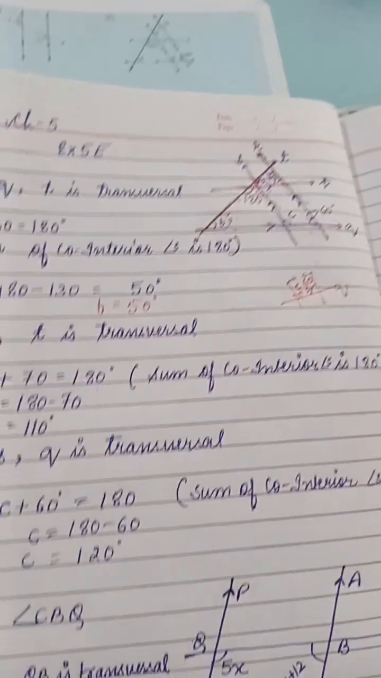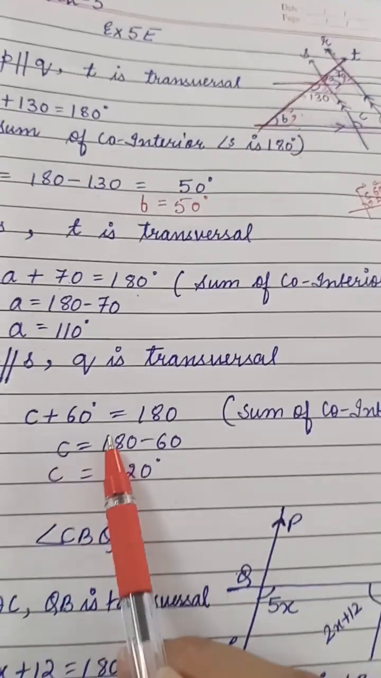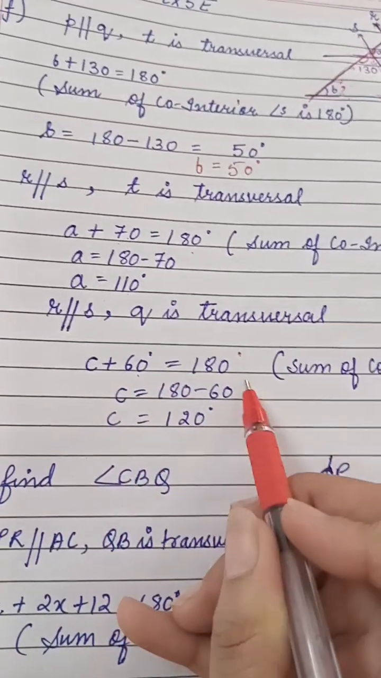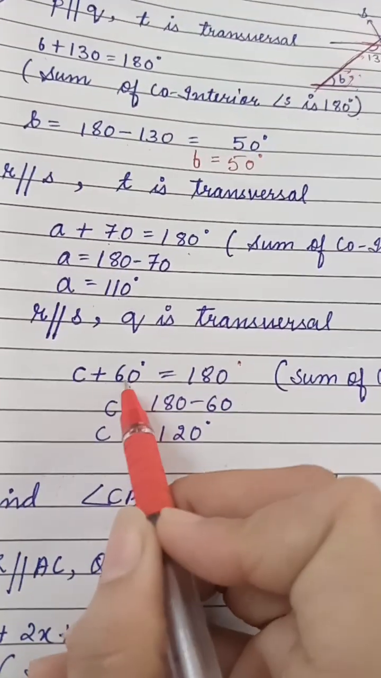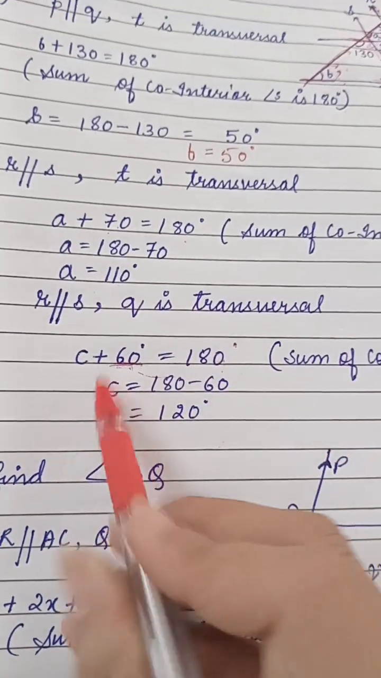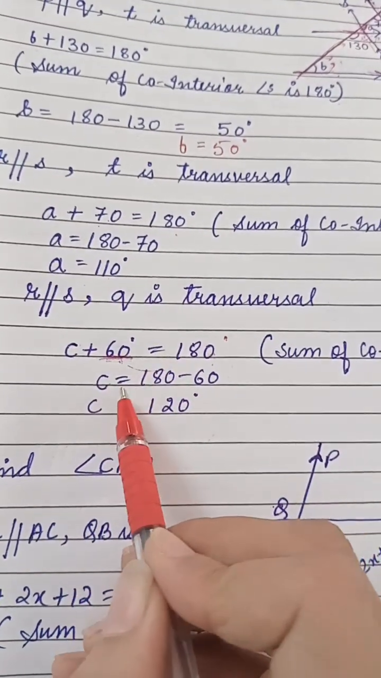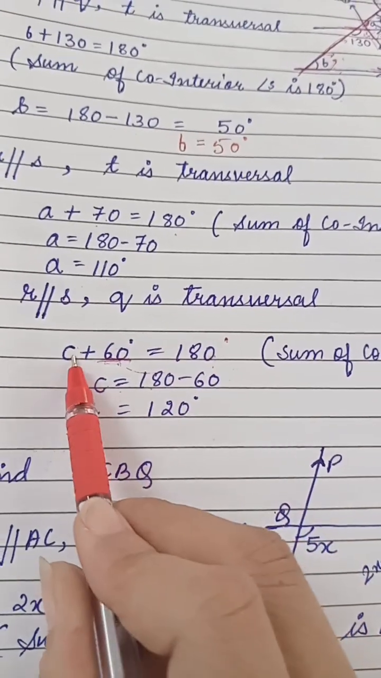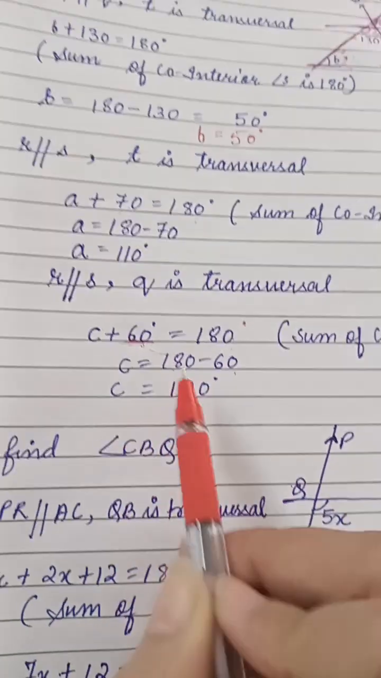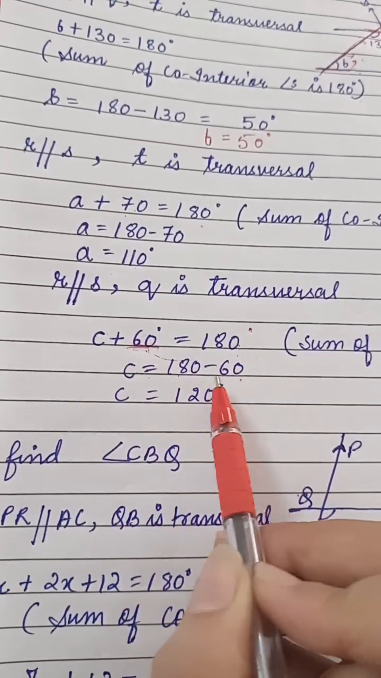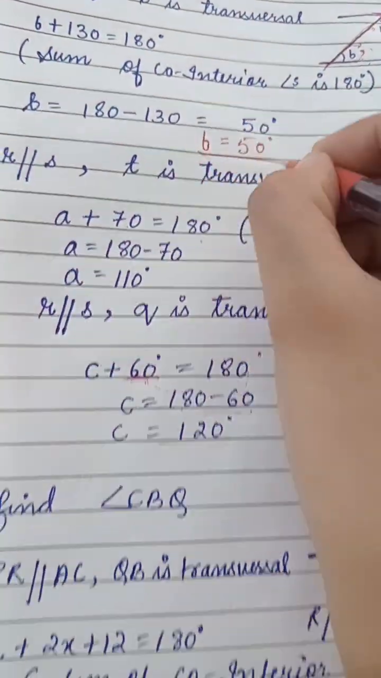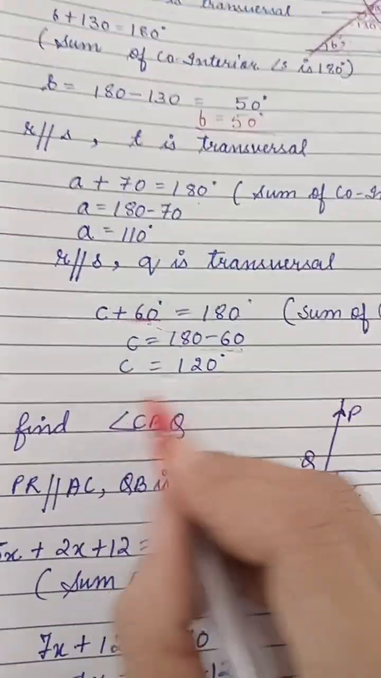Correct? So they are again co-interior. C plus 60 equals 180 degrees. Yes. Side change, sign change. Since it is a constant number, it will go to its like term. So C will remain as it is, equal will be as it is, 180 will be as it is, because they didn't change their side. 60 will change its side. Plus 60 here will be minus 60. 120. We got all three angles B, A and C.